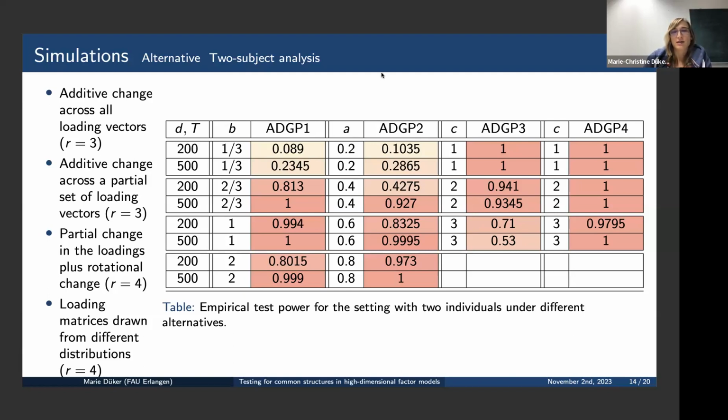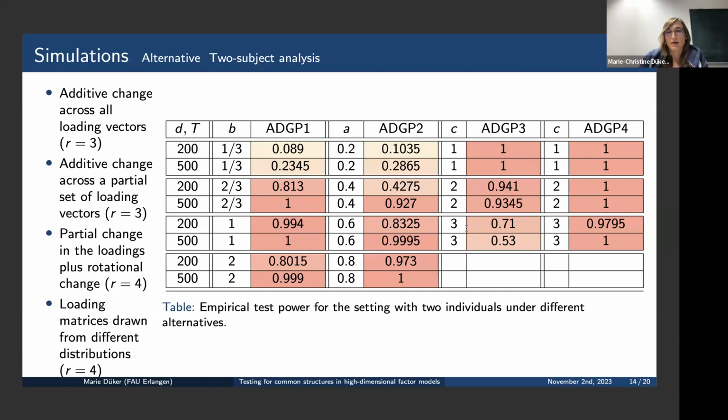So by a partial set, I mean I change 20% of the loading entries, and then I increase it to like 80%, and one can see how the test improves, and also how the test improves with increasing sample size. And just to get to the last 2 columns, we can see that the test has really good power. This actually is a partial change in the loadings plus a rotational change.